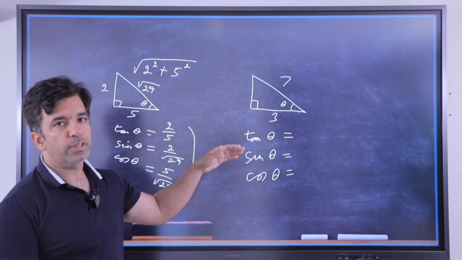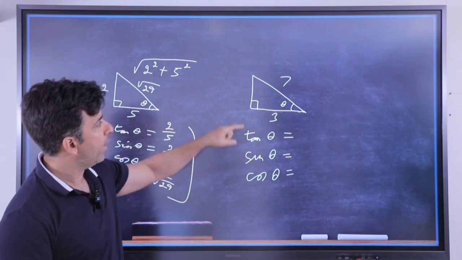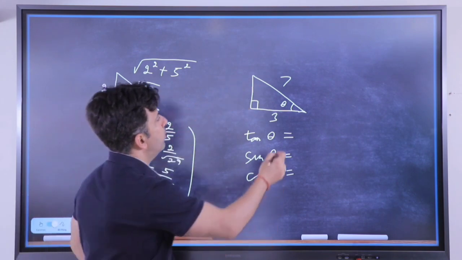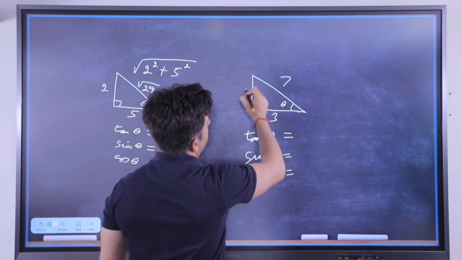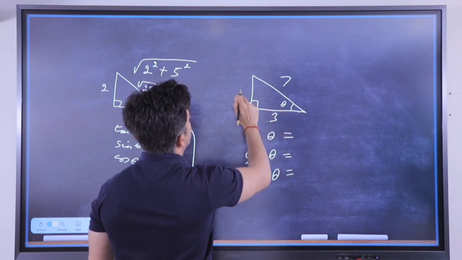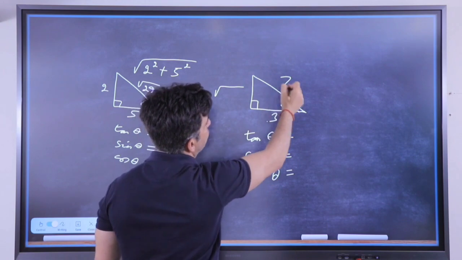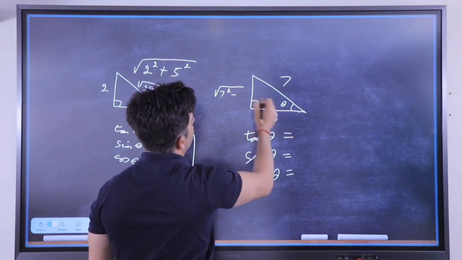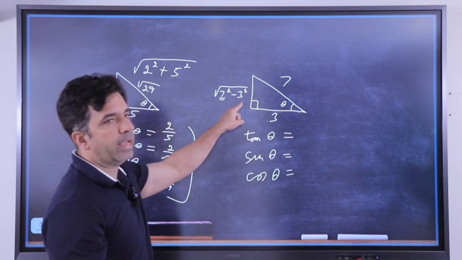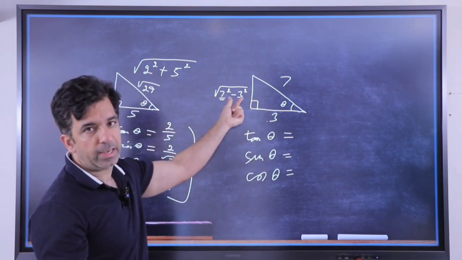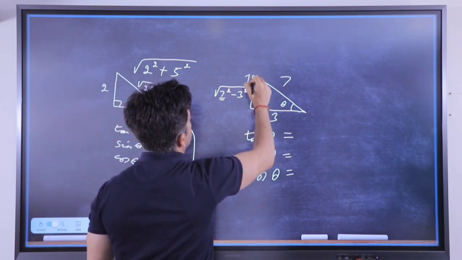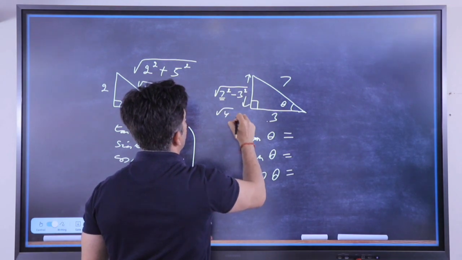So we can see that the first task over here was to find this side because this side wasn't given to us. So using Pythagoras theorem, we know that a square plus b square is equal to c square in a right angle triangle. So this side would be the square root of 7 square minus 3 square. So this is 49 minus 9, which is 40. So this side is square root of 40.